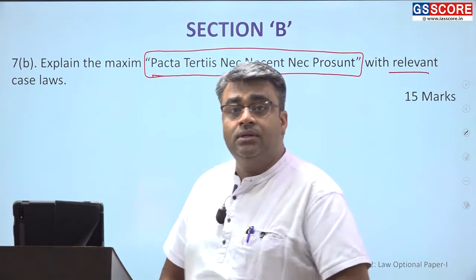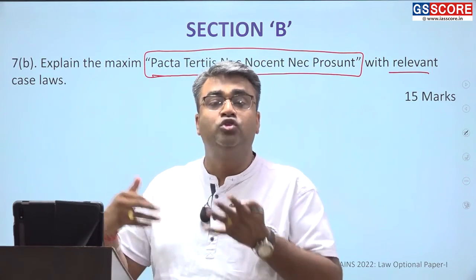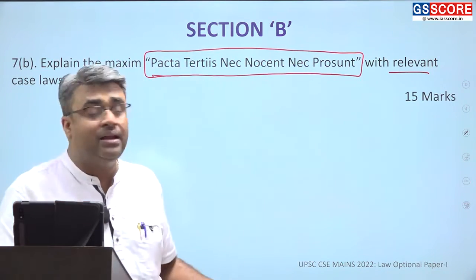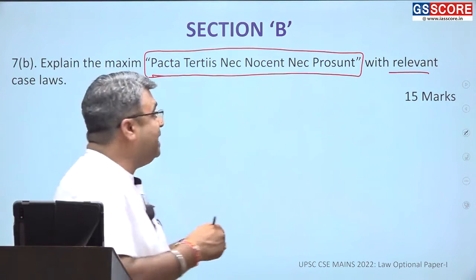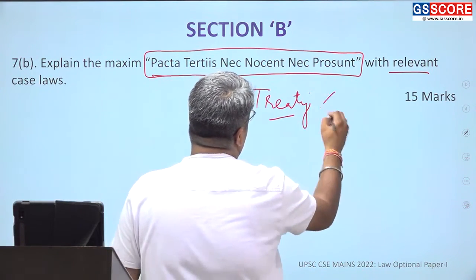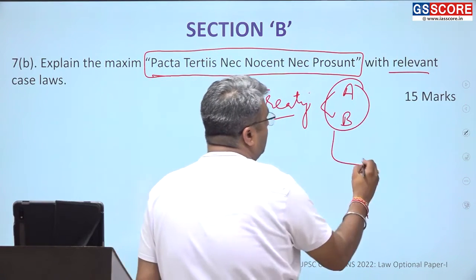But sometimes a stranger to the contract, the third party who is not a part of this contract, may also be bound. So this is the same principle, pacta tertiis nec nocent nec prosunt, in which if a treaty has been signed between country A and B, then how can this treaty bind country C?